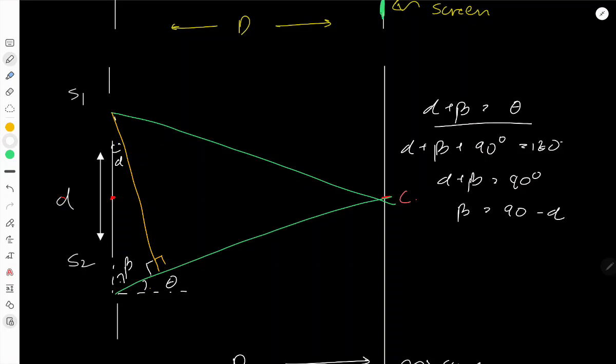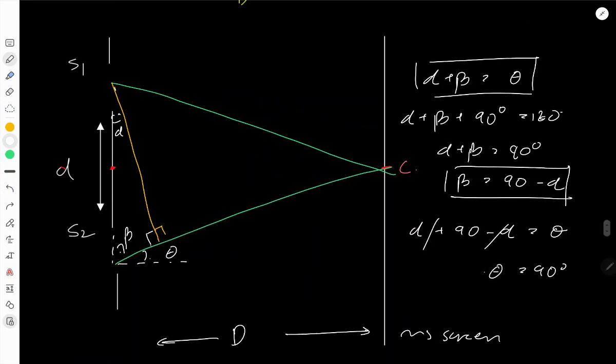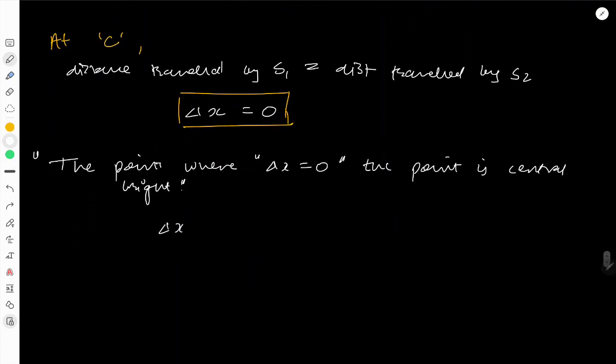And now this is the first condition and this is the second condition. So putting beta in the equation, it is alpha plus 90 minus alpha equals theta, so alpha cancels and theta becomes 90 degrees. So in this case this is 90 degrees. What does this mean in this particular case? So the path difference is equal to 0.